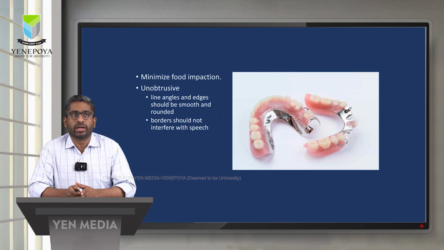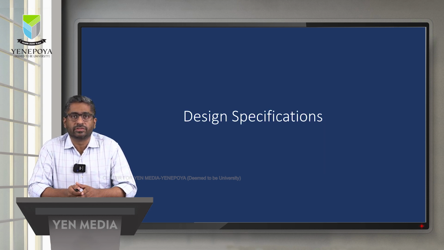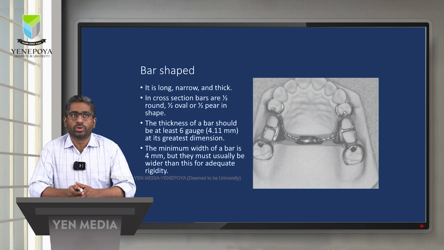It should minimize food impaction. It should be unobtrusive. All line angles should be smooth and rounded, and borders should not interfere with speech. Coming to the design specifications, we have basically two types. One is the bar shaped, that is a long, narrow and thick major connector in cross section, half round or half oval or half pear in shape. The thickness of the bar should be at least 6 gauge, that is 4.1 millimeters at its greatest dimension. The minimum width of the bar should be at least 4 millimeters, but they must usually be wider than this for adequate rigidity.